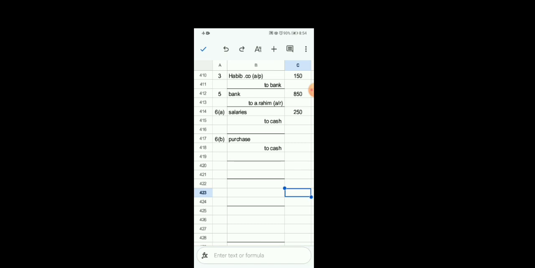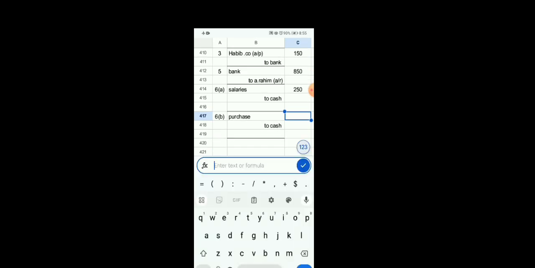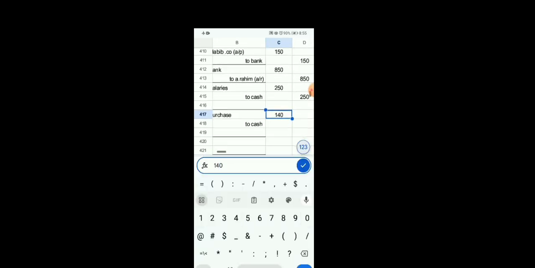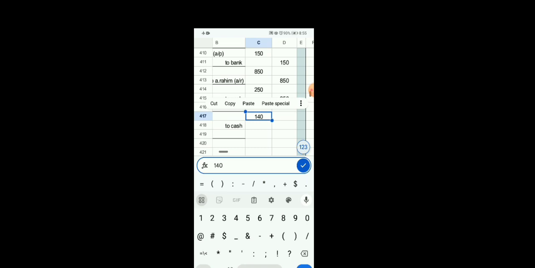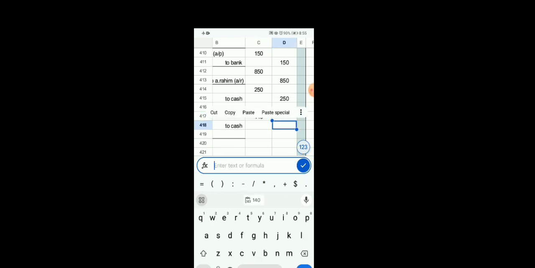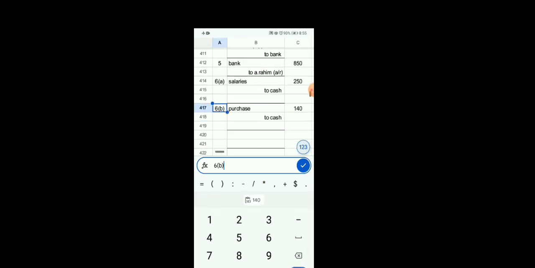When asset is decreasing, decrease in asset should be mentioned on credit side, so you have mentioned cash on credit side. How much amount? 6B is 140, so you are going to write 140 on debit side, and same amount would be written on credit side. So here our entry number 6B is completed. Now come over here, 6B. We have completed sixth entry.